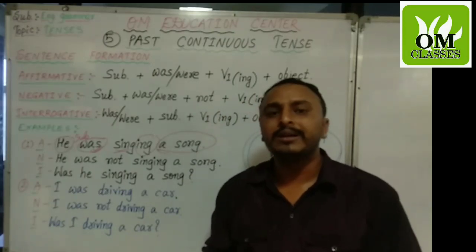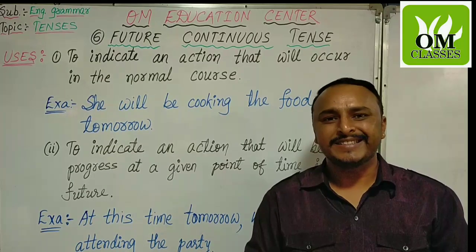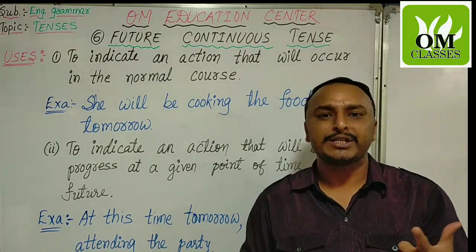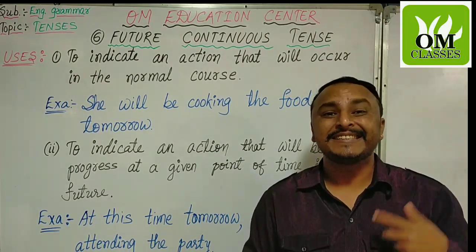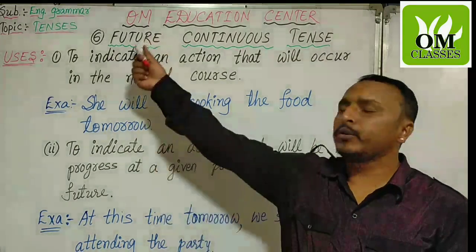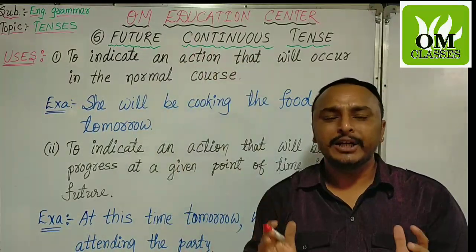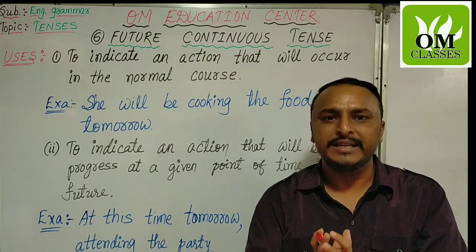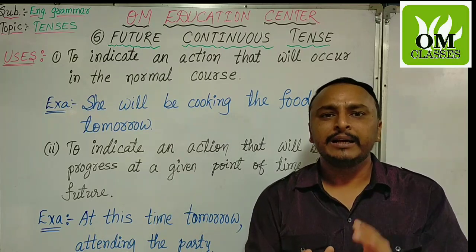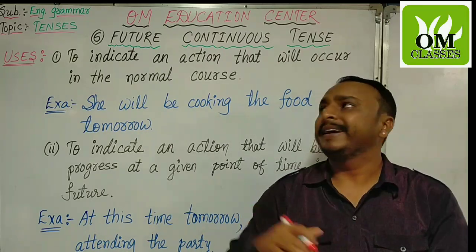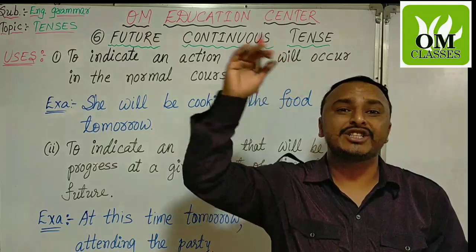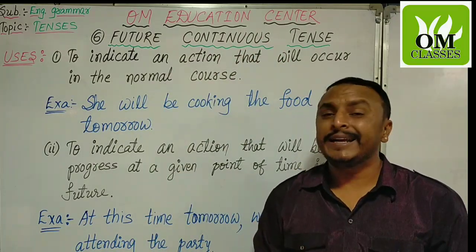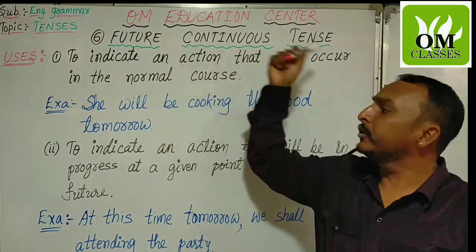Get ready for the next tense. Dear students, we have completed two tenses, present continuous tense and past continuous tense. Let's see the sixth tense, that is future continuous tense. Continuous means action is going on. For present continuous tense and past continuous tense, action was going on. And for the future continuous tense, action will be going on. The action will continue. So let's start the future continuous tense.